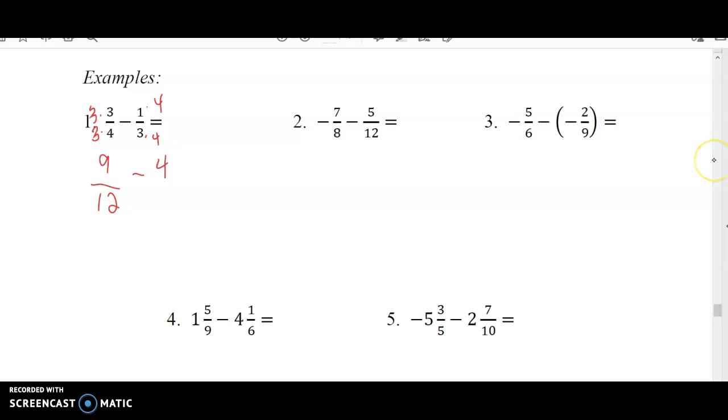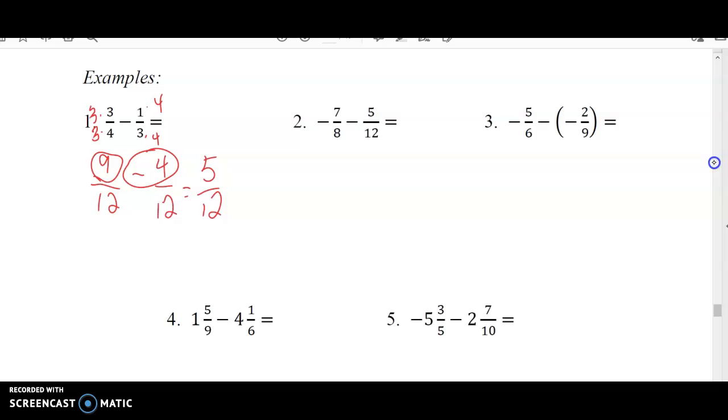minus 4/12. Now, just like our integers, we took it and we said, all right, here's term 1, here's term 2. We have a positive 9 and a negative 4. Put those together and you're going to get 5/12. That's in lowest terms, so there's nothing else we have to do.